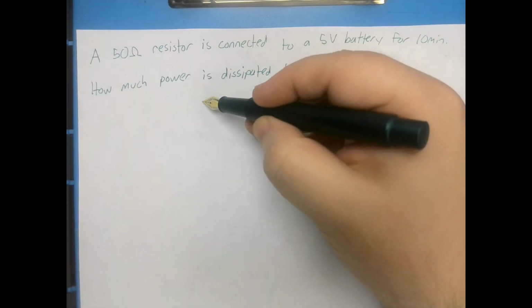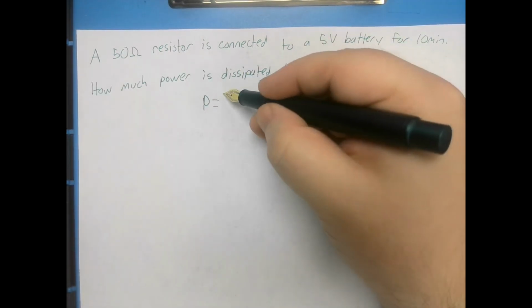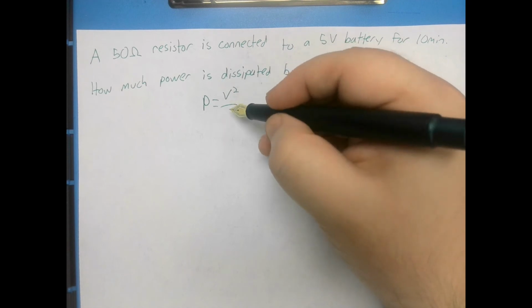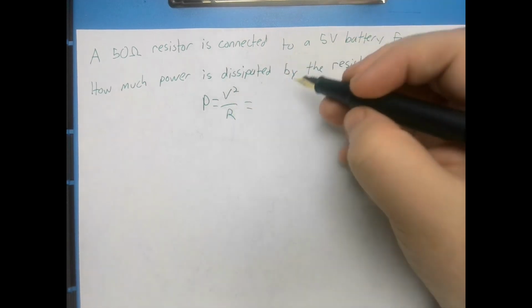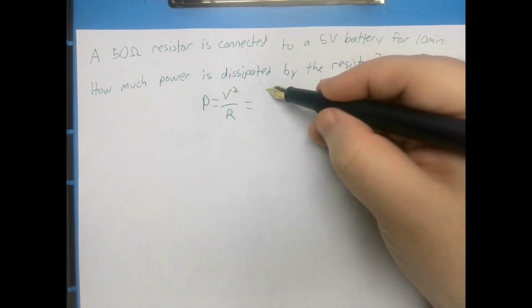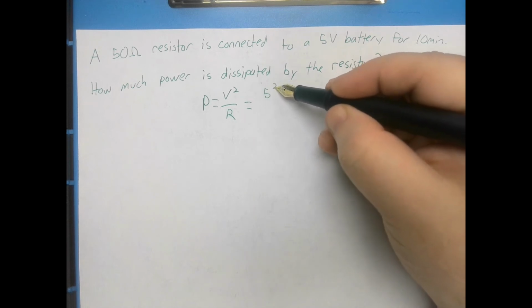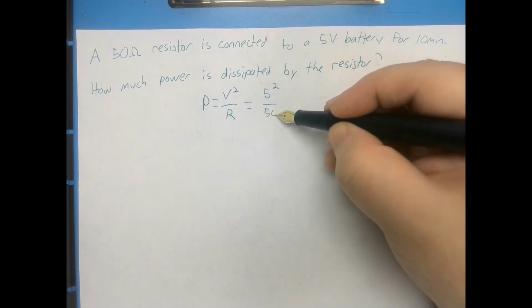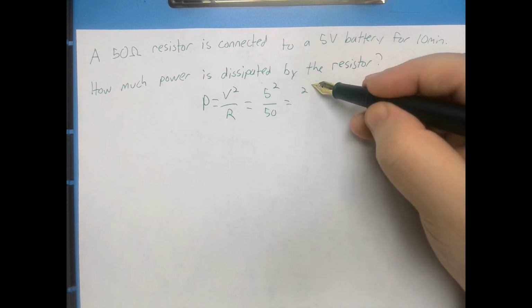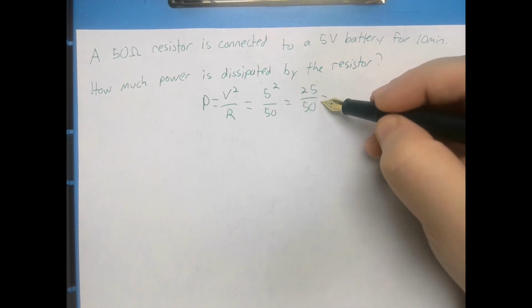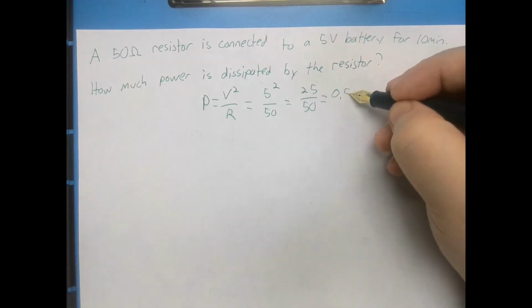So looking at that formula sheet, I saw that power is voltage squared over resistance. Our voltage is 5, so we square it. Divide by 50. That's equal to 25 over 50. So 0.5 watts.